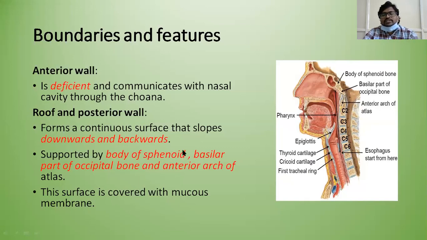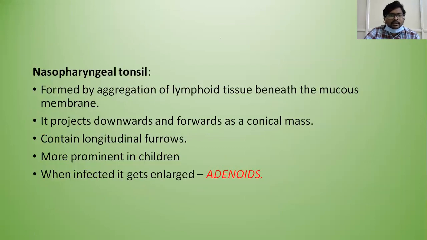The entire surface of the nasopharynx is covered by mucous membrane. This mucous membrane has specific or special structures. We'll discuss them in the following. The most important one is the nasopharyngeal tonsil. It is nothing but aggregation of the lymphoid tissue below the mucous membrane.